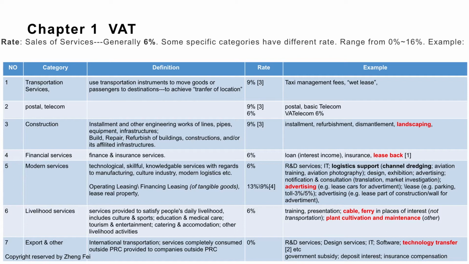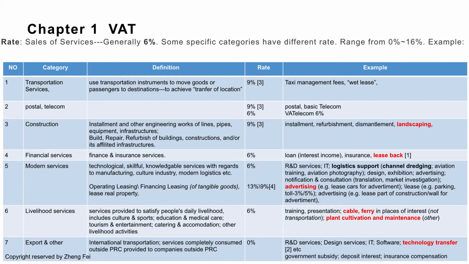The last group enjoys 0% rate, which means you don't need to pay VAT for those kinds of services. That includes, for example, international transportation, services completely consumed outside the PRC, and government subsidy, deposit interest, insurance compensation. For example, if a Chinese company transfers or licenses technology to a company located in Malaysia, then the Chinese company doesn't have to pay VAT at all.